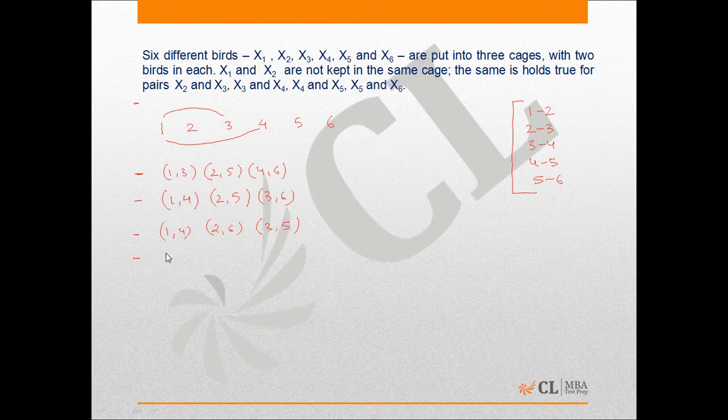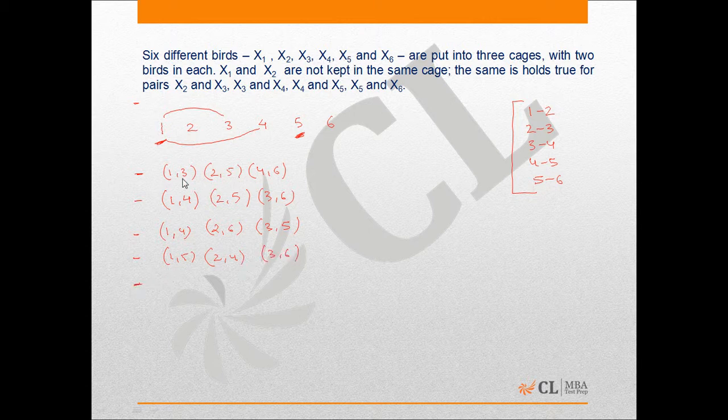Now the next case, if 1 and 5 are put together, then we cannot put 2 and 3 together. We cannot put 3 and 4 together. So I have to put 2 with 4 and 3 with 6. So 2 will go with 4 and 3 with 6.